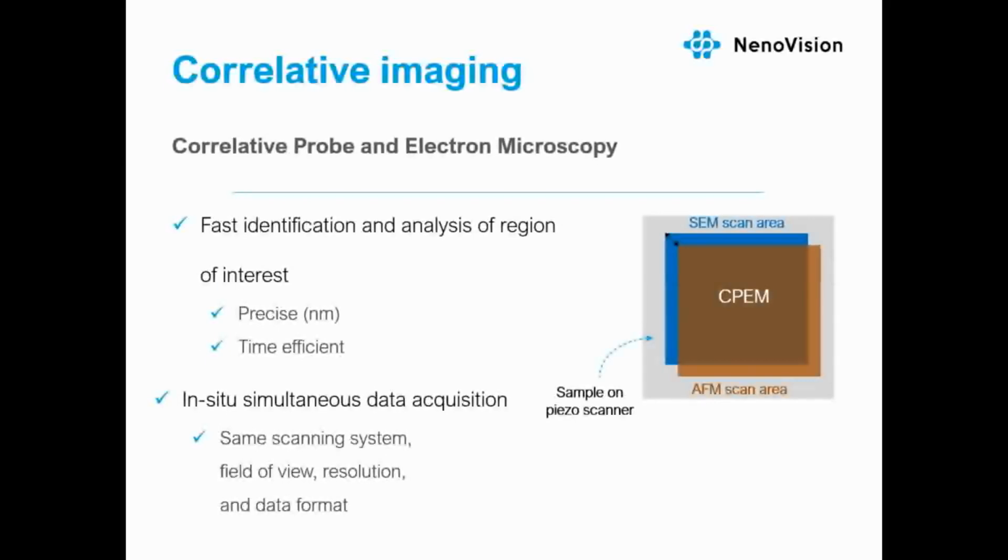LightScope is equipped with correlative probe and electron microscopy technology, shortly CPEM, that enables simultaneous AFM and SEM data acquisition. In the AFM and SEM setting, the SEM's wide range of imaging resolution is very helpful to precisely localize the region of interest on the sample and to precisely navigate the AFM tip, making the whole sample analysis extremely time efficient. Using CPEM, AFM and SEM data are captured under the same conditions in the SEM vacuum chamber, at the same time, in the same place, with the same resolution, using the same data format.